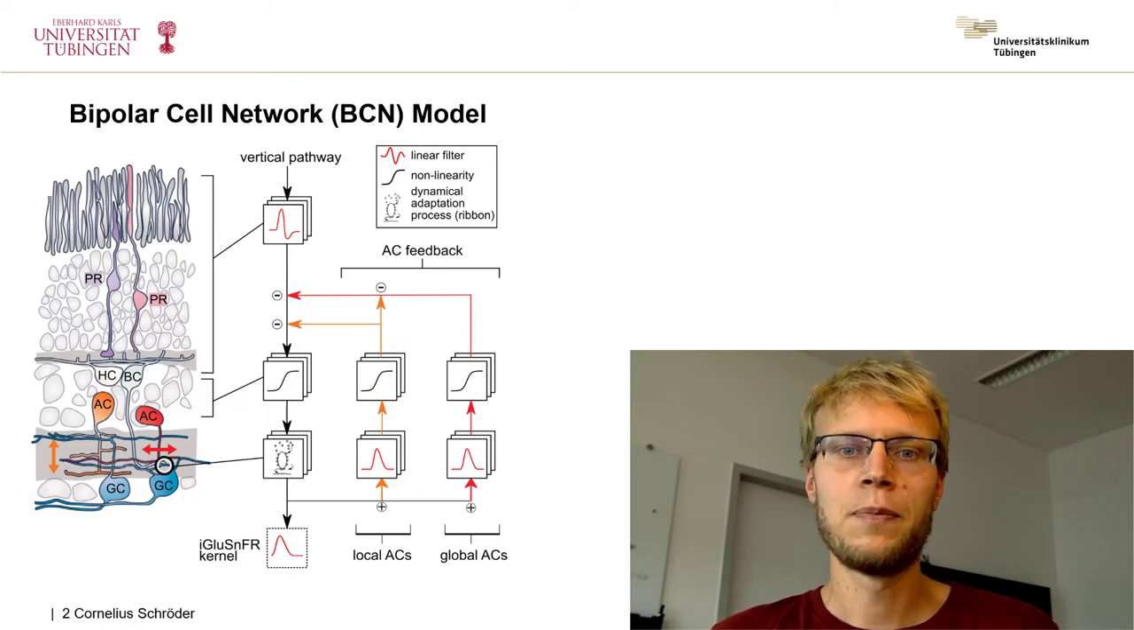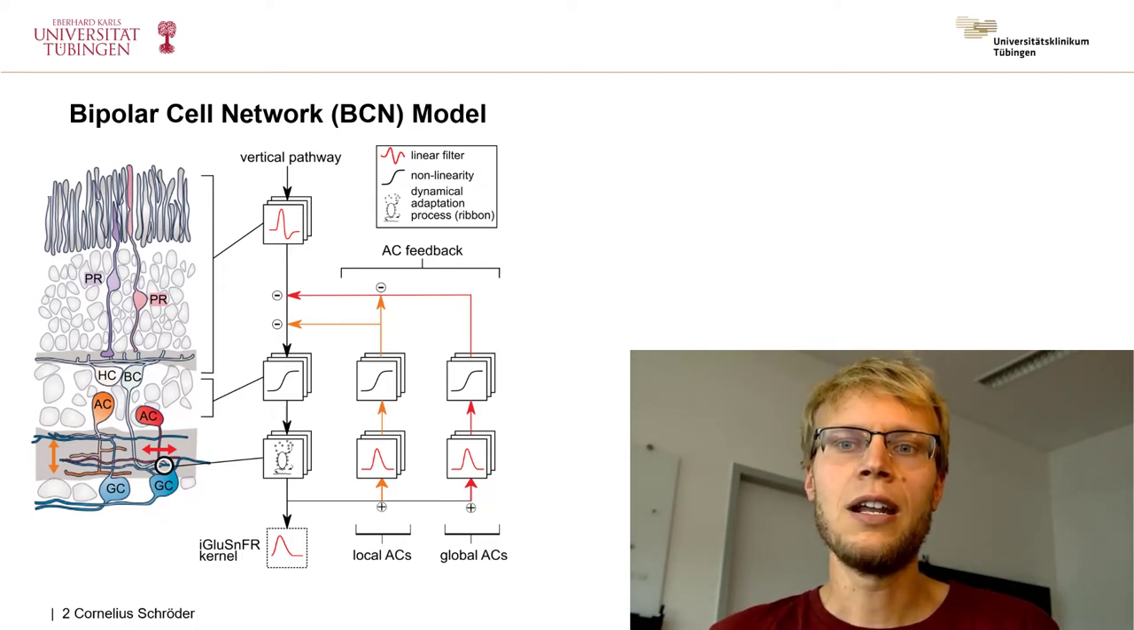bipolar subtype. In the vertical pathway, the photoreceptors are modeled as linear filters, and in the next processing step, bipolar cells include a nonlinearity and a synaptic compartment which models the temporal adaptation of the ribbon synapse. Feedback is modeled by two different pathways inspired by the two main groups of amacrine cells, local and global amacrine cells. These linear-nonlinear amacrine cell modules inhibit the incoming signal to the bipolar cells.